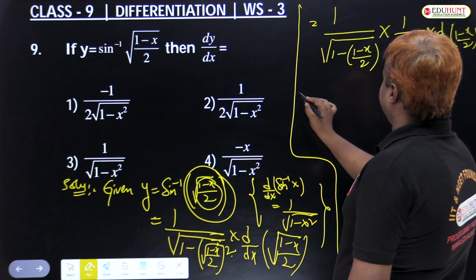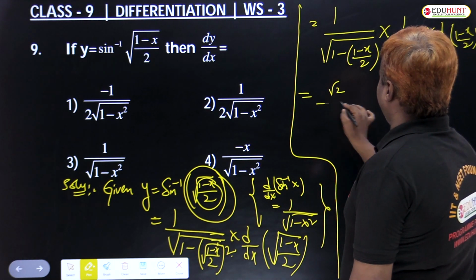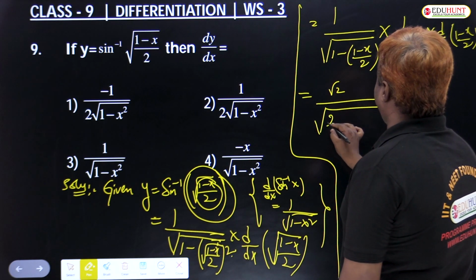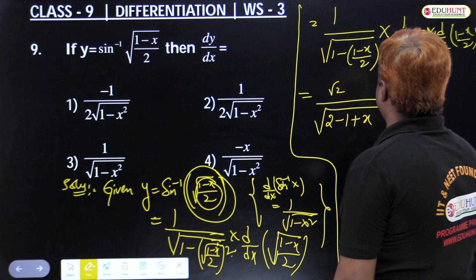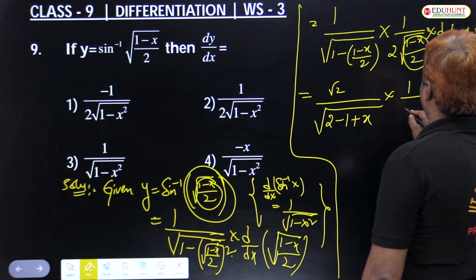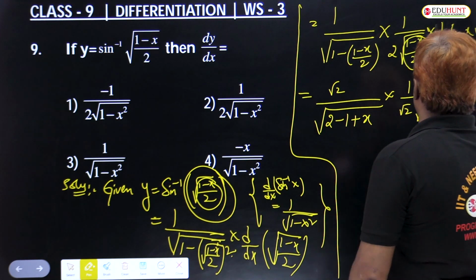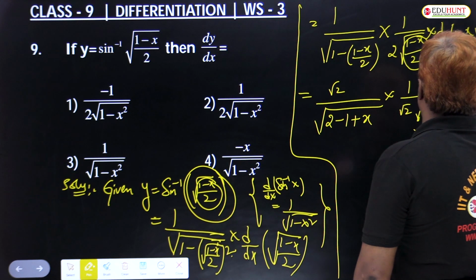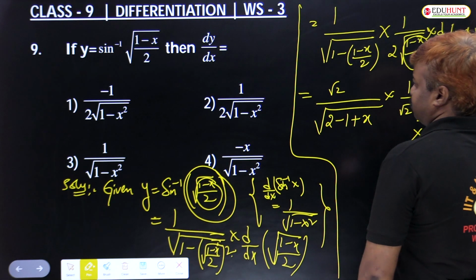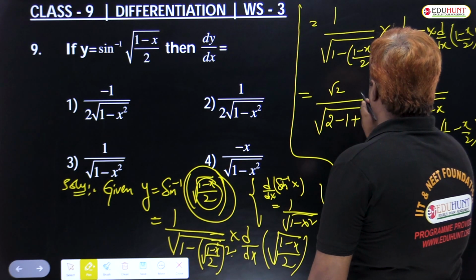Into the derivative of root of 1 minus x by 2, that is 1 by 2 root of 1 minus x by 2, into the inner derivative d by dx of 1 minus x by 2. So now you can write, children, the value: this root 2 will go up, root 2 by root over 2 minus 1 plus x into 1 by 2 root x. That is 1 by root 2 into root over 1 minus x into the derivative d by dx of 1 by 2 minus x by 2. Now root 2 gets cancelled.